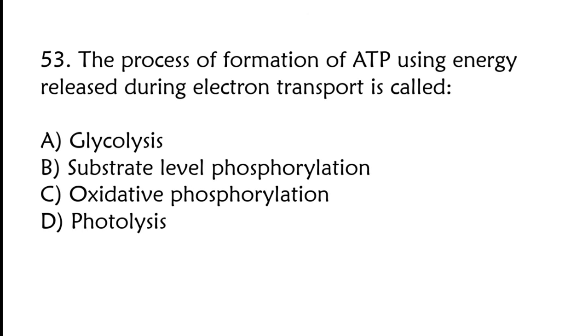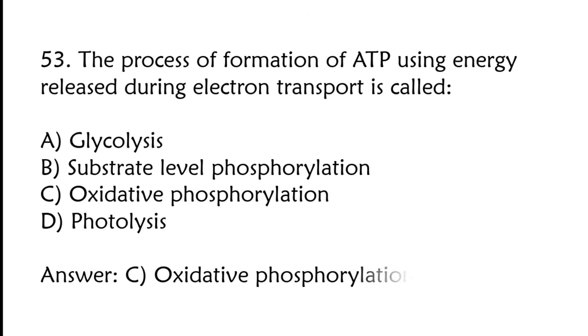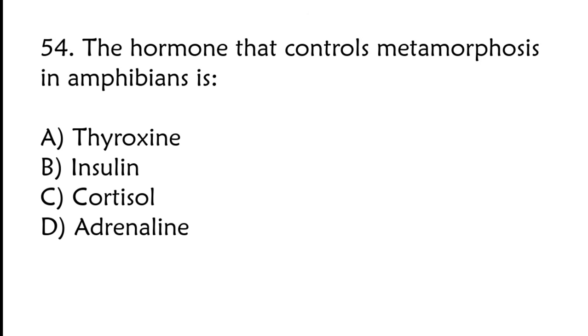The process of formation of ATP using energy released during electron transport is called? Correct answer is oxidative phosphorylation. The hormone that controls metamorphosis in amphibians is? Correct answer is thyroxine.